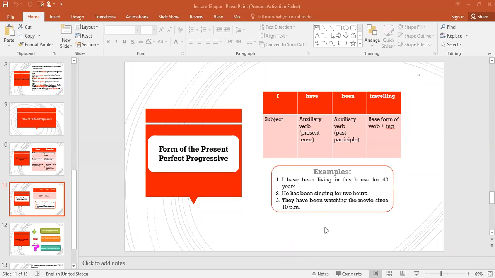They have been watching the movie since 10 p.m. And same use here of has and have. If the subject is singular, we use has, and if it's plural, we use have. Okay? Is everything clear concerning the form of the present perfect progressive tense? Yes. Great.